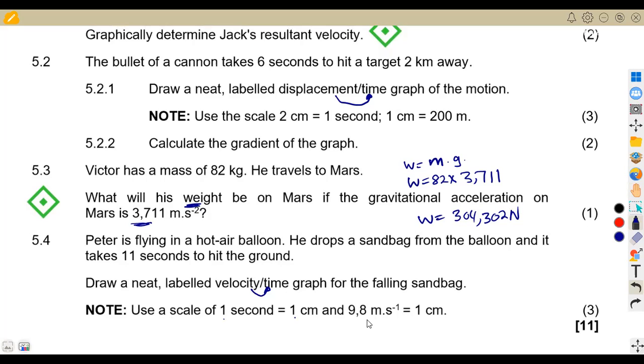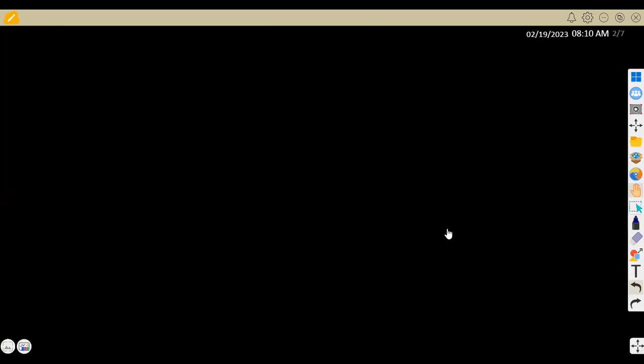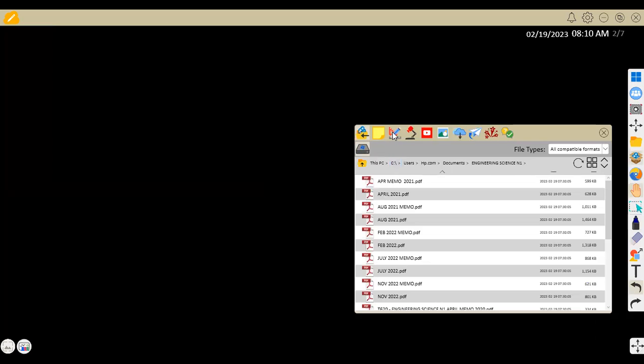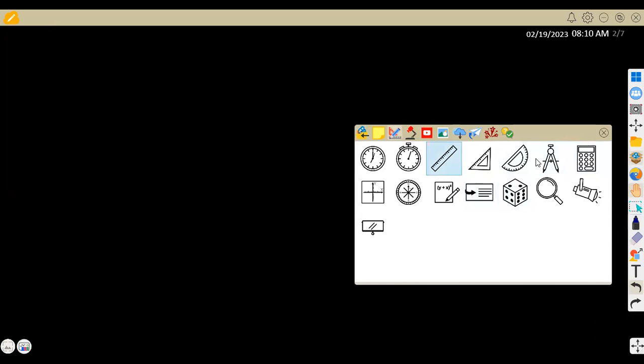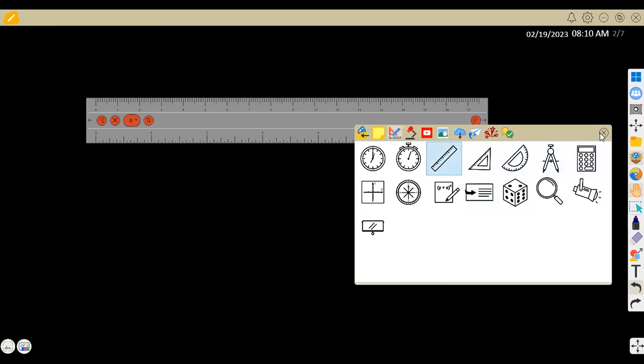And we are given the velocity now: 1 centimeter representing 9.8 meters per second. Take note, this sandbag is going to take 11 seconds to reach the ground. So we know that our velocity time graph, we are supposed to have, let's just have a sketch here. I'm just going to show you a sketch. Let's just have our ruler so that I can show you the sketch here.